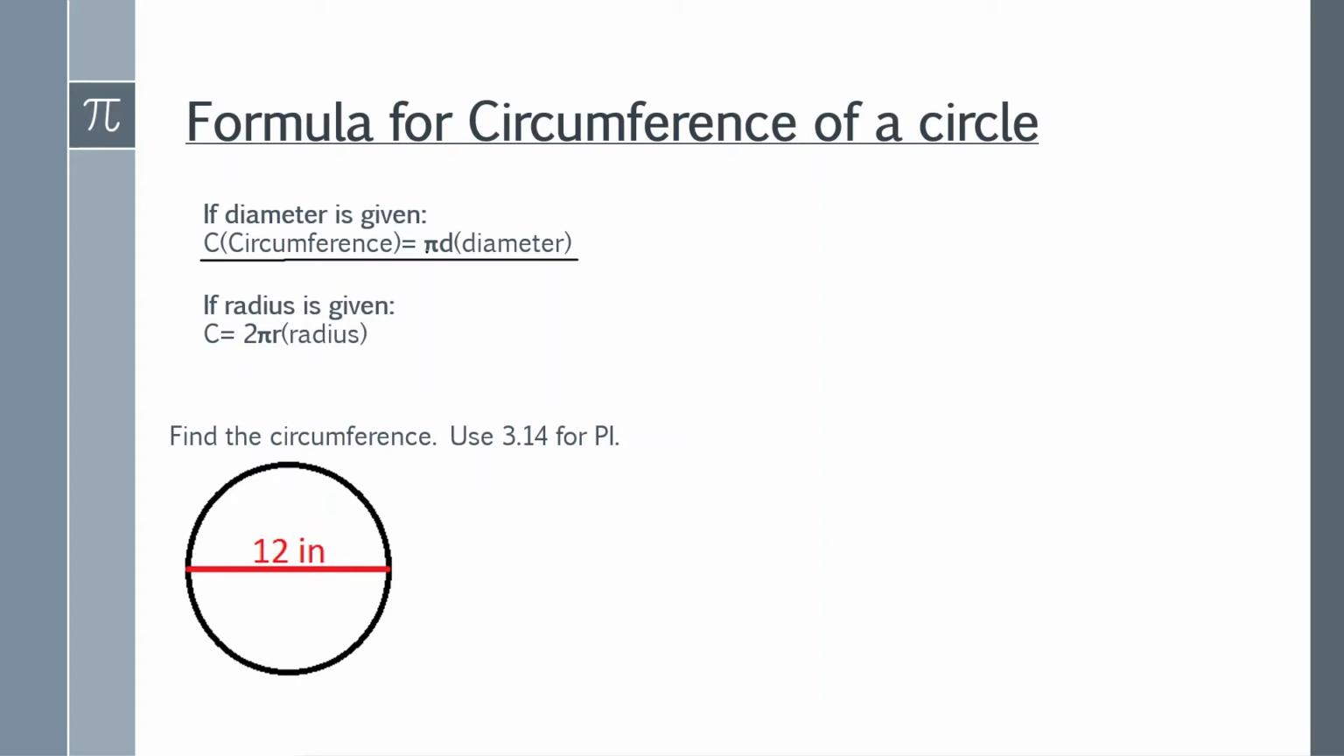So the formula is pi d, and it tells us to use 3.14 for pi, so 3.14, then times, because if a variable is next to a value such as pi, it'll just be multiplication, so 3.14 times the value of the diameter, which in this case is 12.